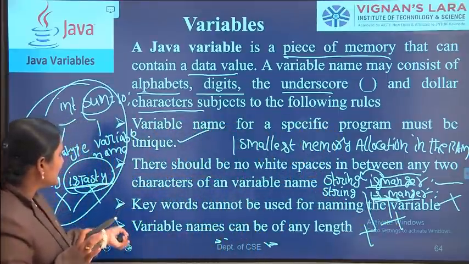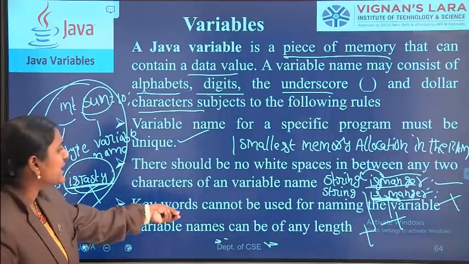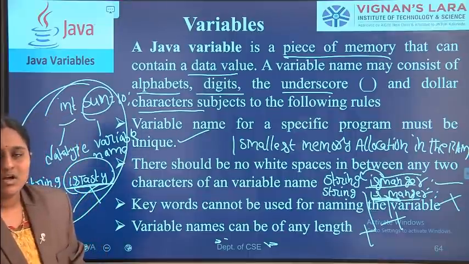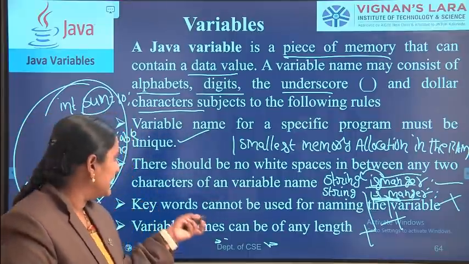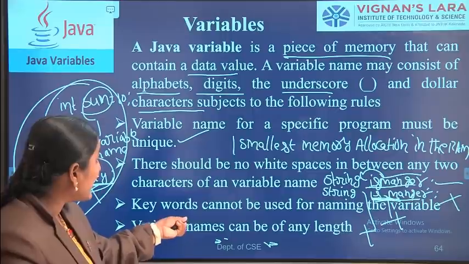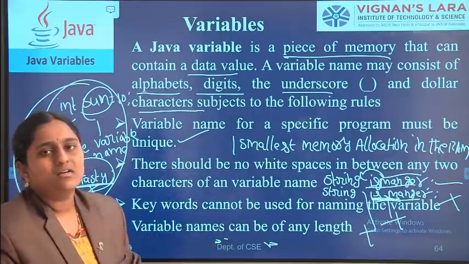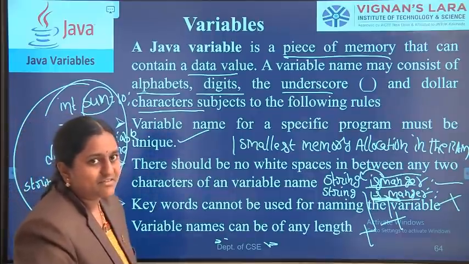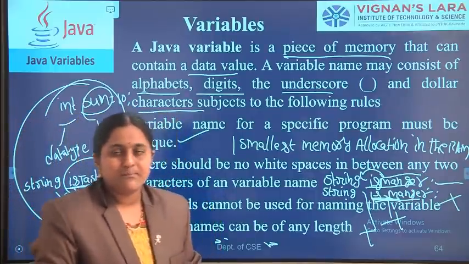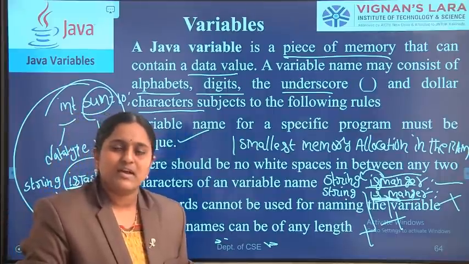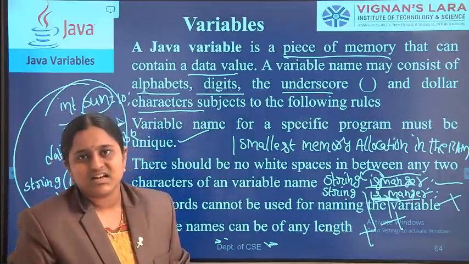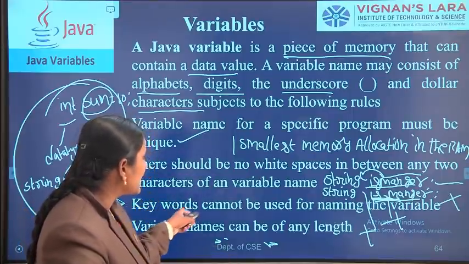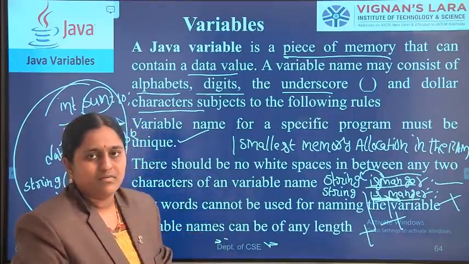Okay, so coming to the next point, keywords cannot be used for naming the variable. I already explained this when I explained the keywords concept. Java provides 60 reserved keywords. For example, implements, throws, extends, catch, try, finally, these all are keywords. Keywords cannot be used for naming the variable.